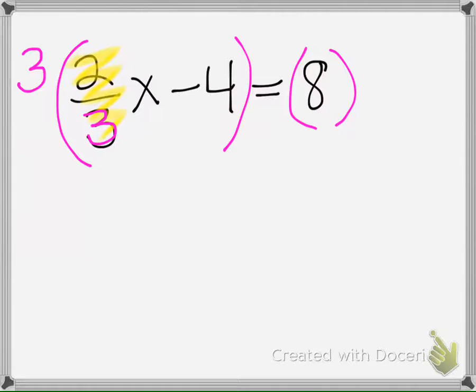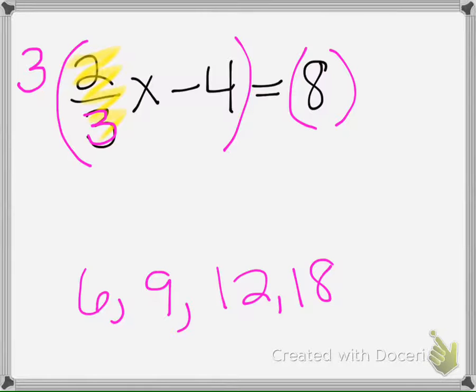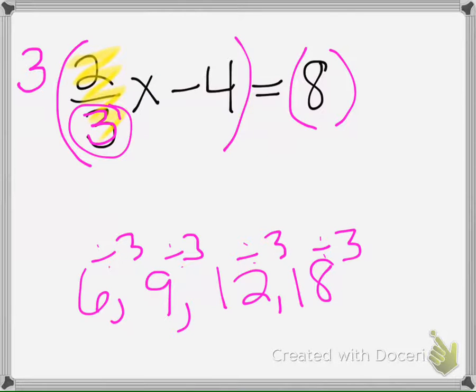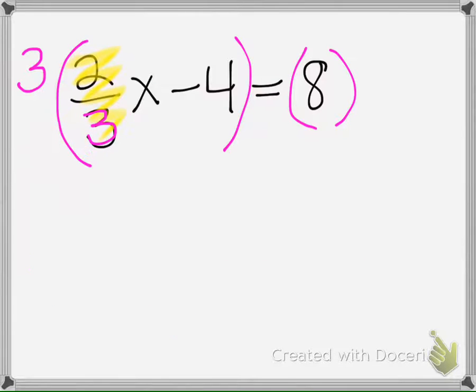Now, we could also use 6, or we could use 9, or we can use 12 or 18, because 3 can go into all these numbers, but it could also go into itself, so why not pick the best number? Okay, so now we're going to multiply everything in this problem by 3.